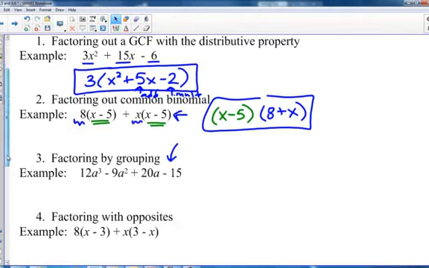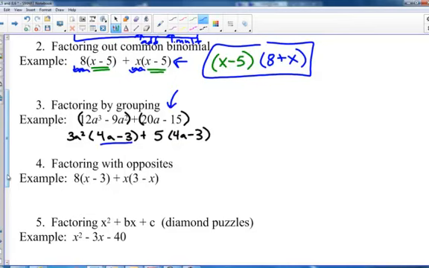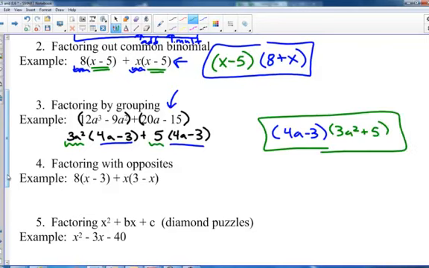So the third way we factored was with grouping, where we grouped the first two and the last two, and took out the greatest common factor. So this would be 3a squared left over with 4a minus 3. This would be 5 left over with 4a minus 3. And then we're right back to the problem that we did above here. So we have our 4a minus 3, which happens to be the exact same. That's what we want. That's fantastic. And we have the 3a squared plus 5 left. So that's the next type of factoring.